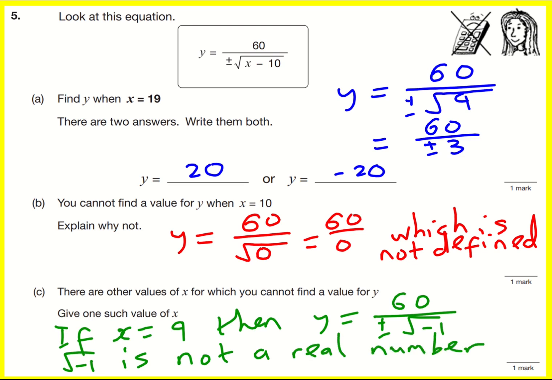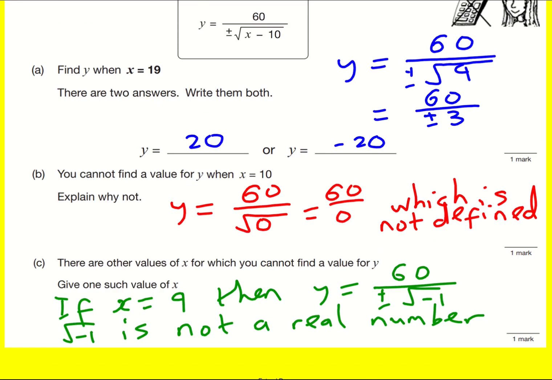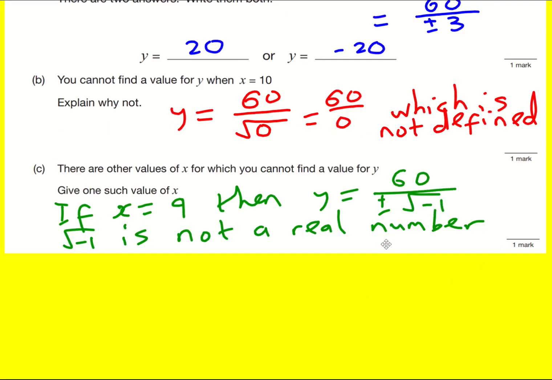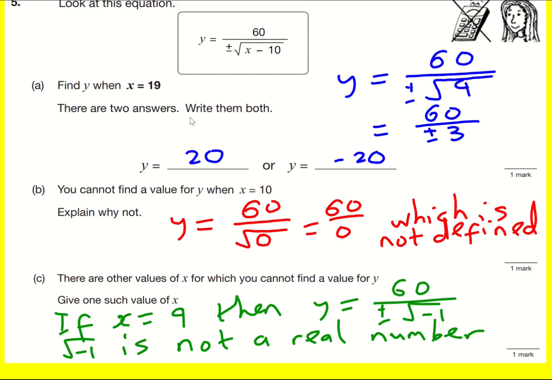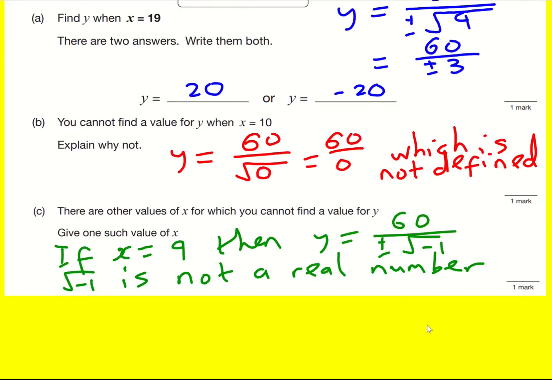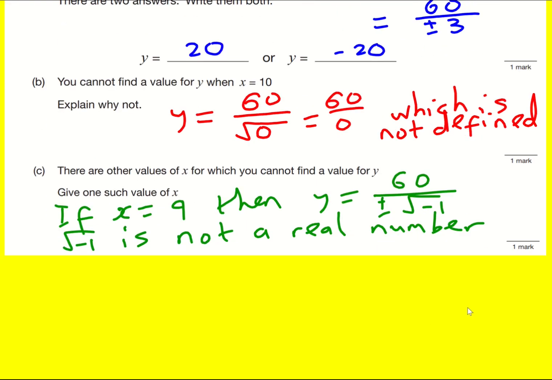Actually, if you ever go on and study further maths, we very much allow the square root of minus 1 into things, into life, and it works absolutely fine, and it actually is essential to much modern technology. But in a lot of maths, we basically don't allow it, and so that's what this question is getting at. If x equals 9, then we get the square root of minus 1. It's not a real number. So I'm kind of not happy with this question.